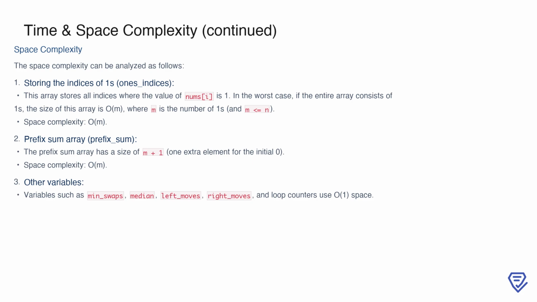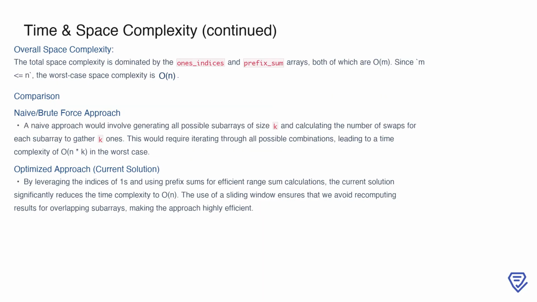Finally, we use a few additional variables such as min_swaps, median, left_moves, and right_moves, all of which require constant space. Therefore, these variables contribute O(1) to the space complexity, which is negligible compared to the arrays. When we combine the space requirements, the total space complexity is dominated by the ones_indices and prefix_sum arrays, each of which is O(m). Since m is at most equal to n, the worst case space complexity is O(n).